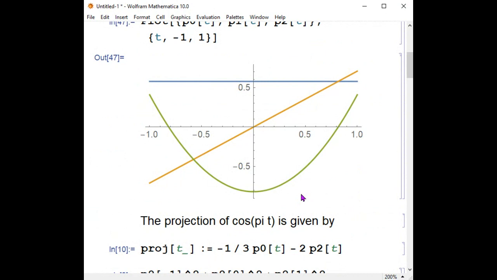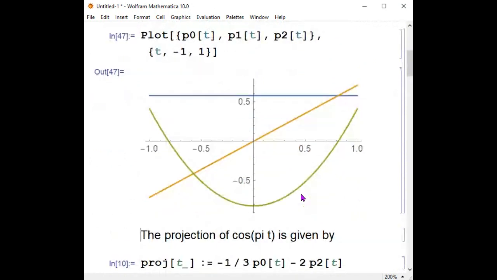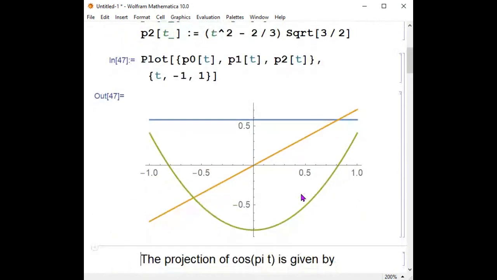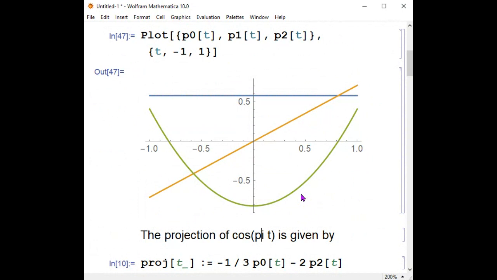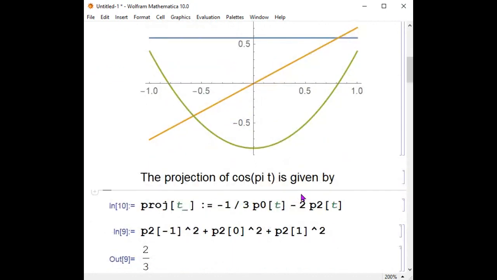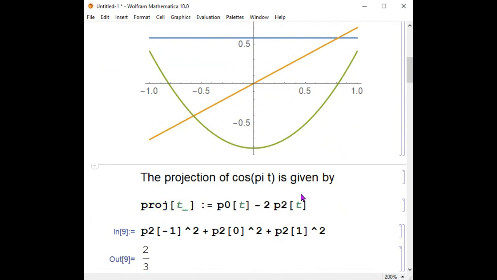All right, so let's try projecting cosine of pi t. Cosine of pi t is an even function. That means that its inner product with P1 is 0 because P1 is odd. You do this projection, and what you'll get is minus 1/3 P0. Well, actually, I renormalized, so let's go ahead and do this again.